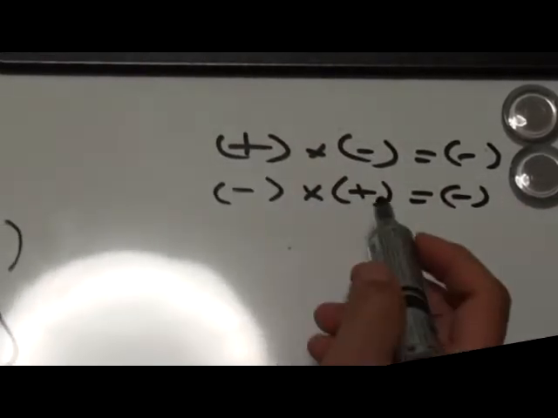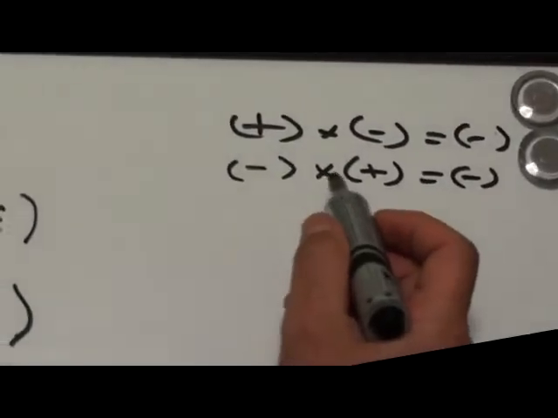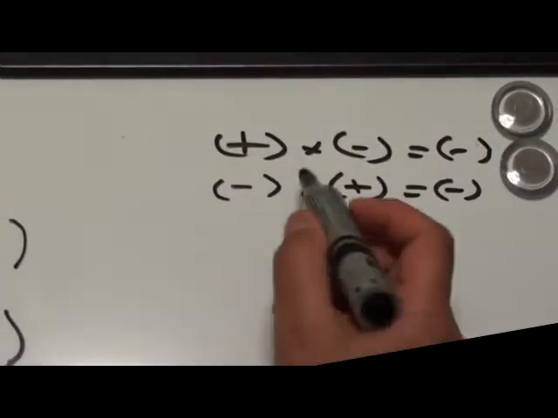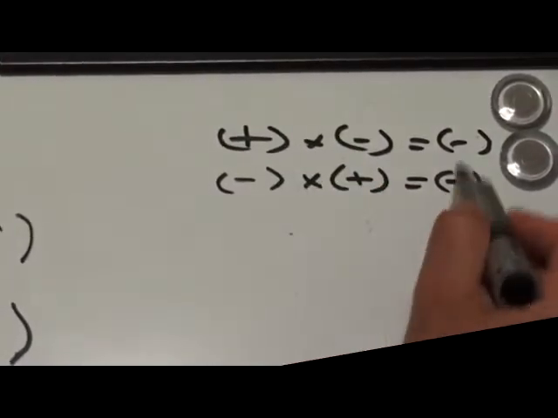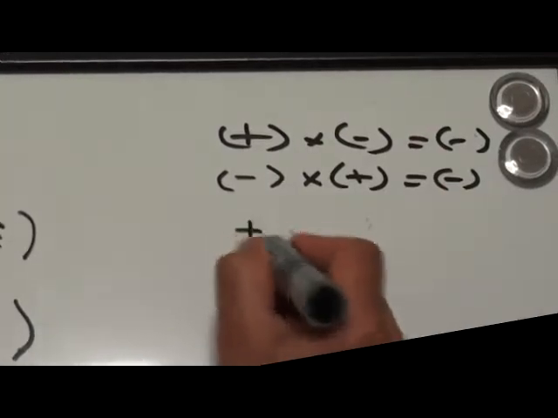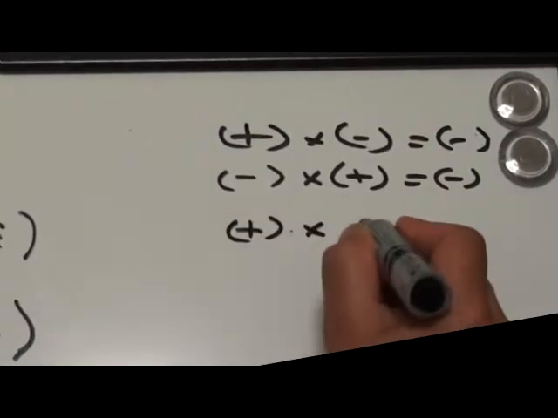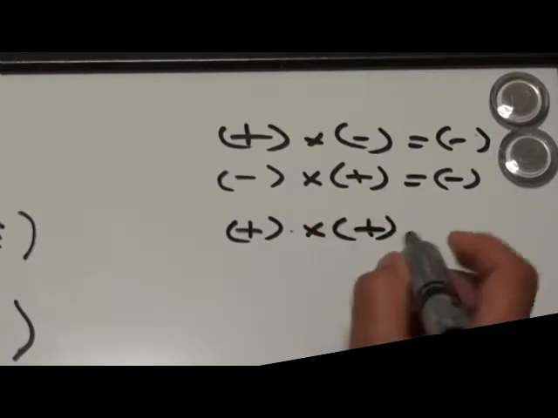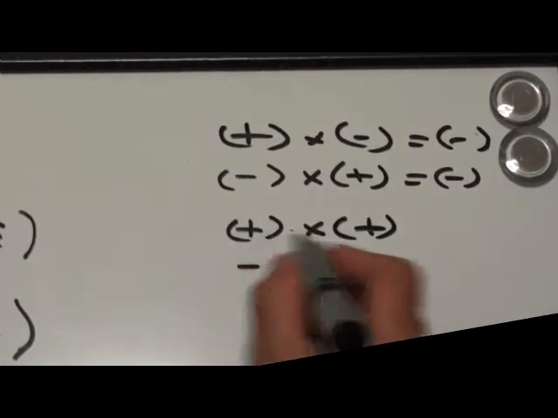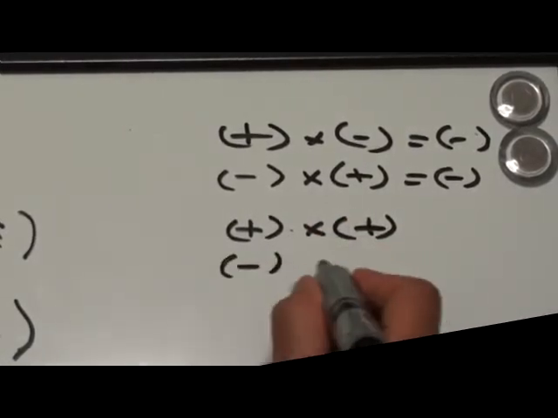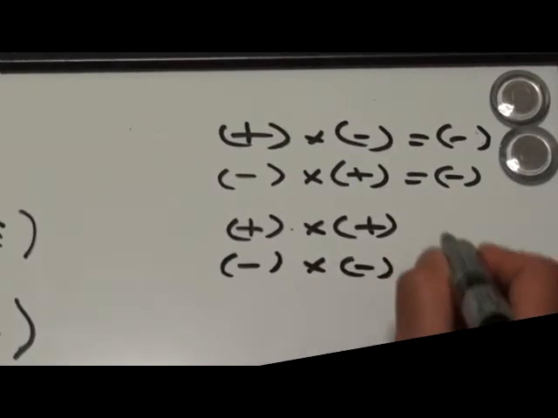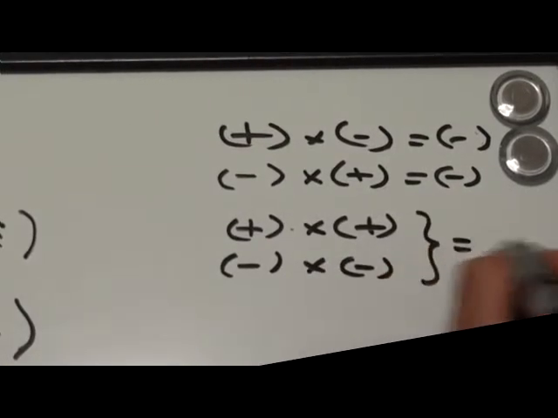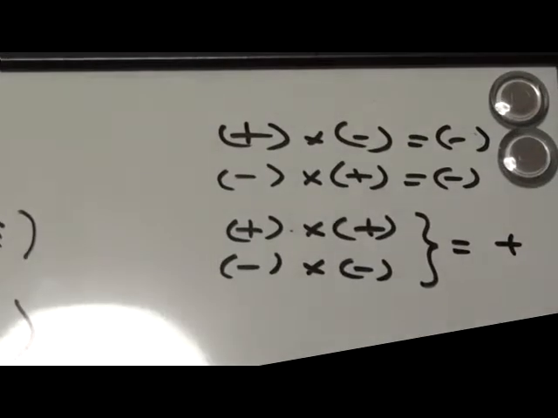So when the signs are mixed, when the signs are different and you multiply them together, you get a negative. But if the signs are the same and they're multiplied together, so you've got a plus times a plus or a minus times a minus, both of these give us a positive answer.